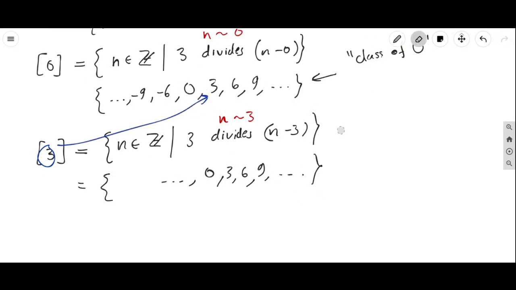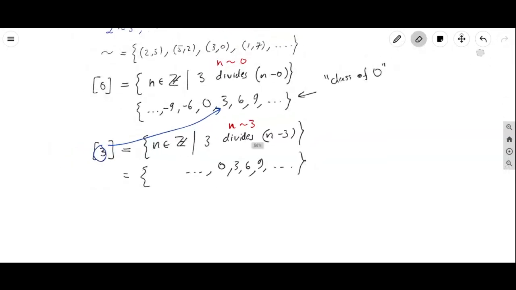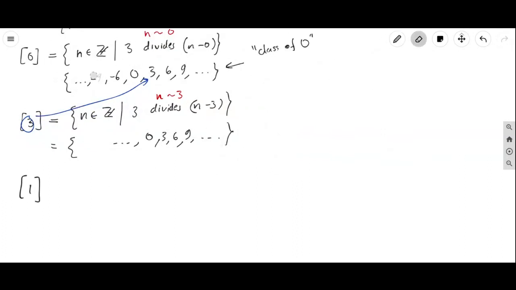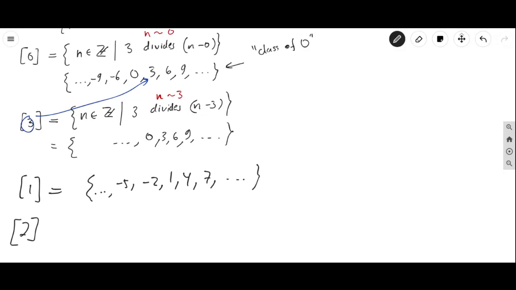Now, if you pick something that's not in this class, then you get something that's disjoint. So for example, 1. You can see that 1 is not in this class. And if you write out 1, this is what you would get: 1, 4, 7, -2, -5. You get all of those. So you have these numbers, you have those numbers. Then if you take a number that you have not seen yet, which is 2, you would get 2, 5, 8, -1, like this. So that's what you would get.